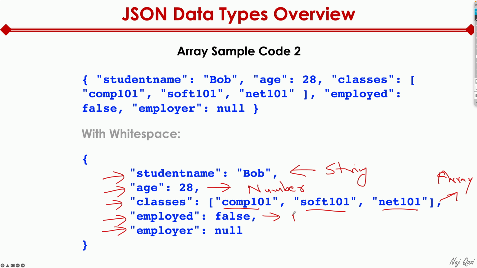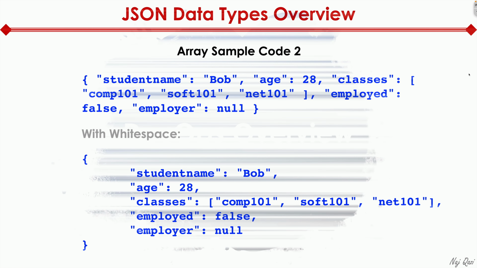We got the Boolean data type. And then we also got the null data type.